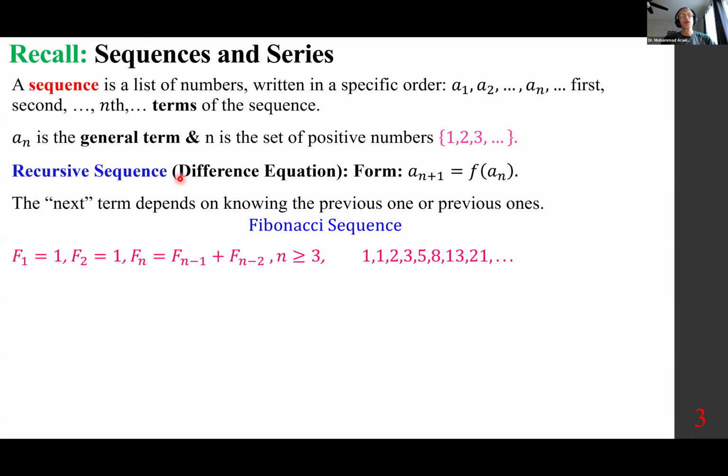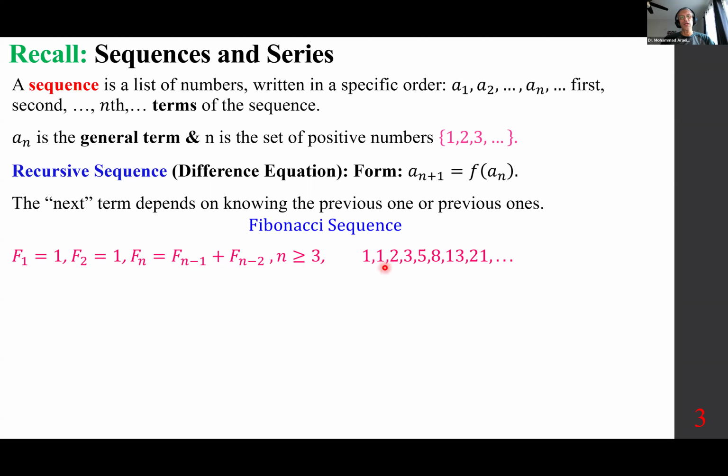Recursive sequence, also known as a difference equation. The form is a sub n plus 1 is f of a sub n. The next term depends on knowing the previous one or previous ones. Example, Fibonacci sequence. F1, the first term is 1, second one is 1, and then we have f sub n equals f sub n minus 1 plus f sub n minus 2, meaning add the previous two, when n is larger than or equal to 1.